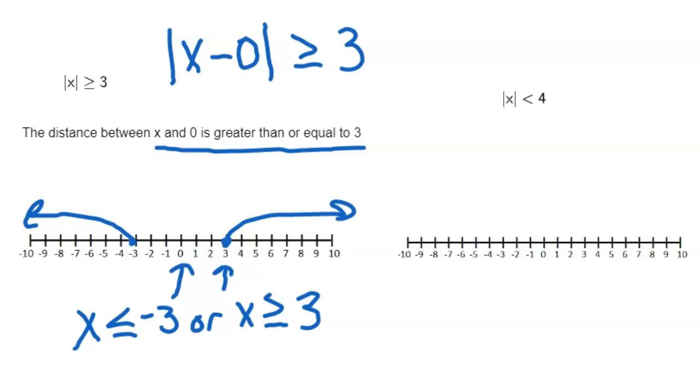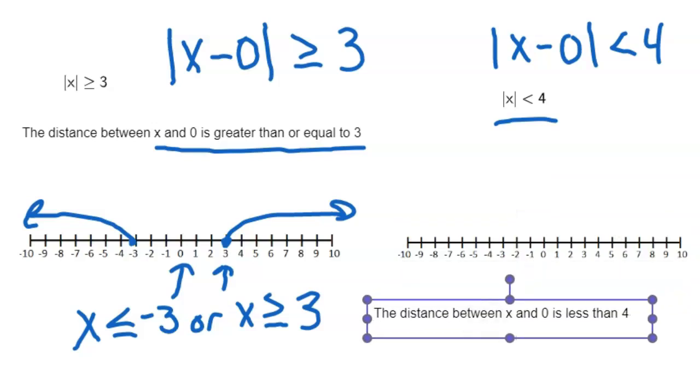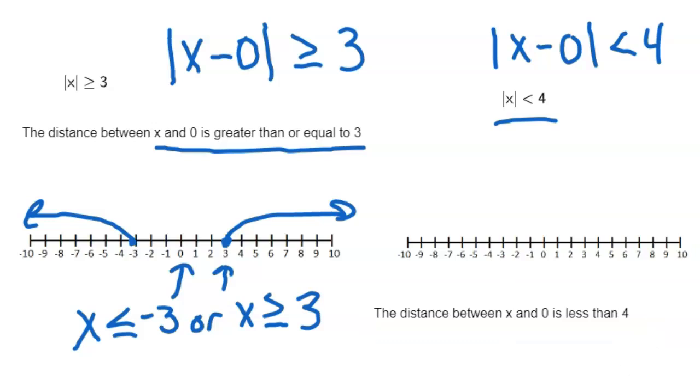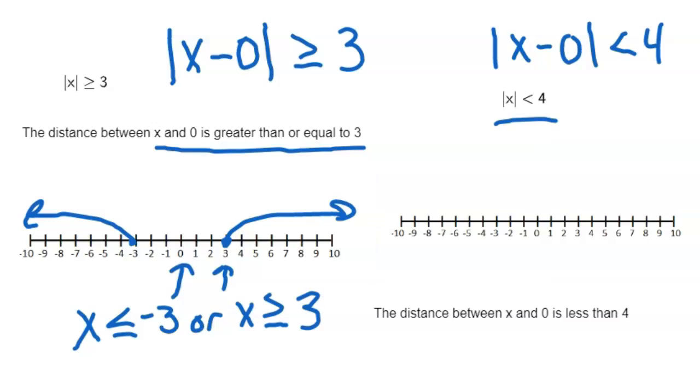And so if you look at this next one, absolute value of x is less than 4, again, same deal. X minus 0 is less than 4. And so that is saying the distance, so I'll put it down here on the bottom. The distance between x and 0 is less than 4. And so here's your 0. And the distance has to be less than 4.